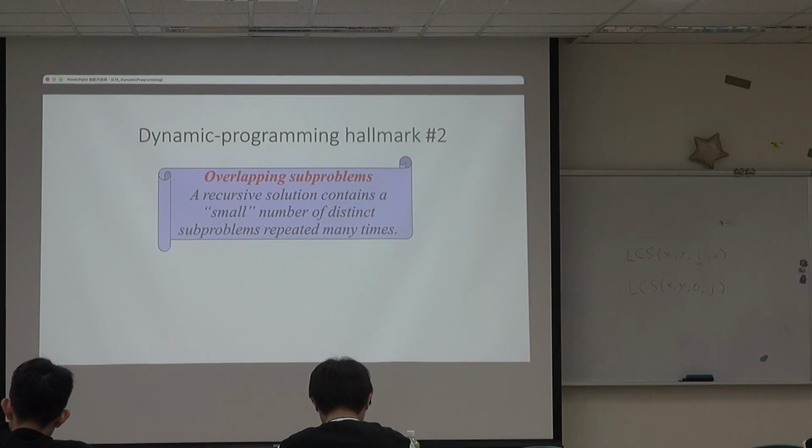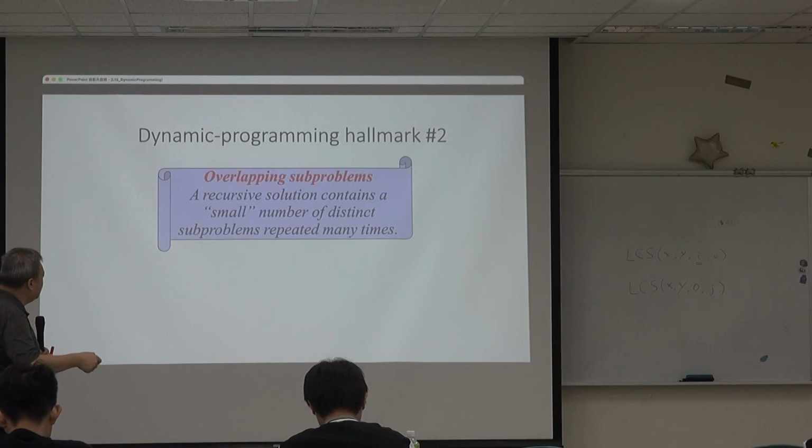The first one is that the optimal solution of the subproblem appears in the optimal solution of the whole problem all the time. The second important property is that a recursive solution contains a small number of distinct subproblems repeated many times. That's exactly what happens here, right? A lot of recursive calls are repeated many times.